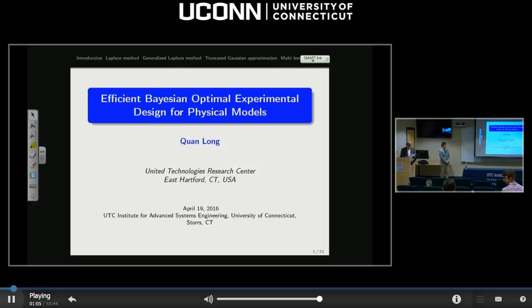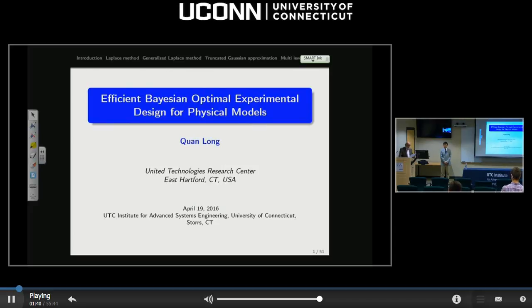Okay, so today we have a speaker from United Technologies Research Center, UTRC, Dr. Quan Long. He works in the systems department of UTRC. He has his PhD in computational mechanics from Trinity College of the University of Cambridge. He got that in 2010, and he had his master's degree from National University of Singapore and a bachelor's degree from Tianjin University in China.